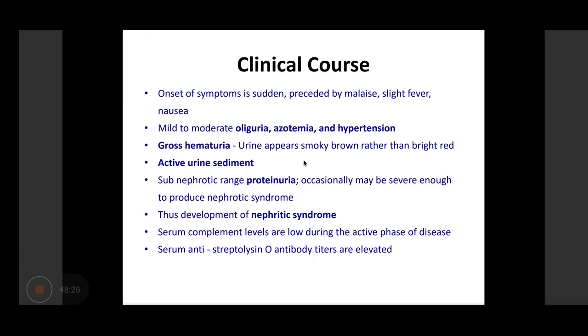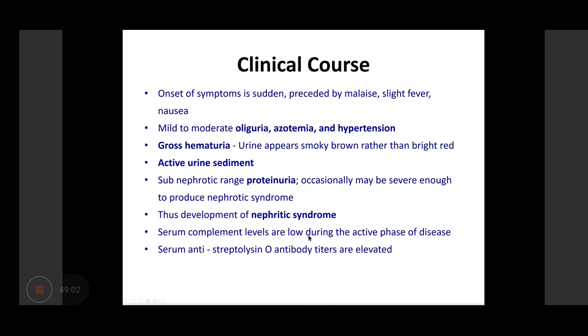So, what is the clinical course of post-infectious glomerulonephritis? Usually this is sudden onset, occurring after a history of fever about 2 weeks prior to the development of symptoms. The patients show oliguria, rise in serum creatinine, and hypertension, along with gross hematuria. The urine sediment examination will show you an active urine sediment. The proteinuria may be in the subnephrotic range or may be severe enough to produce full-fledged nephrotic syndrome, and thus all features of nephritic syndrome will be covered.